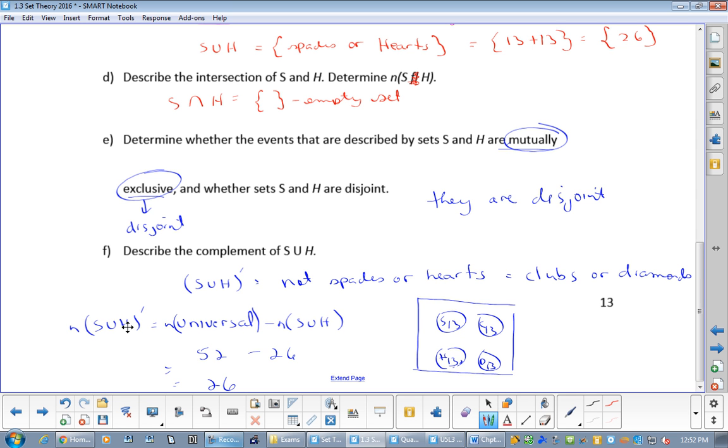Okay, so you see how they're both S union H. Now we went right to saying, hey, S union H complement would be clubs or diamonds, right? But it's actually as well the universal minus S union H. And this you'll find will actually save you more than the other one will because sometimes we don't really know what the complement is all the time.